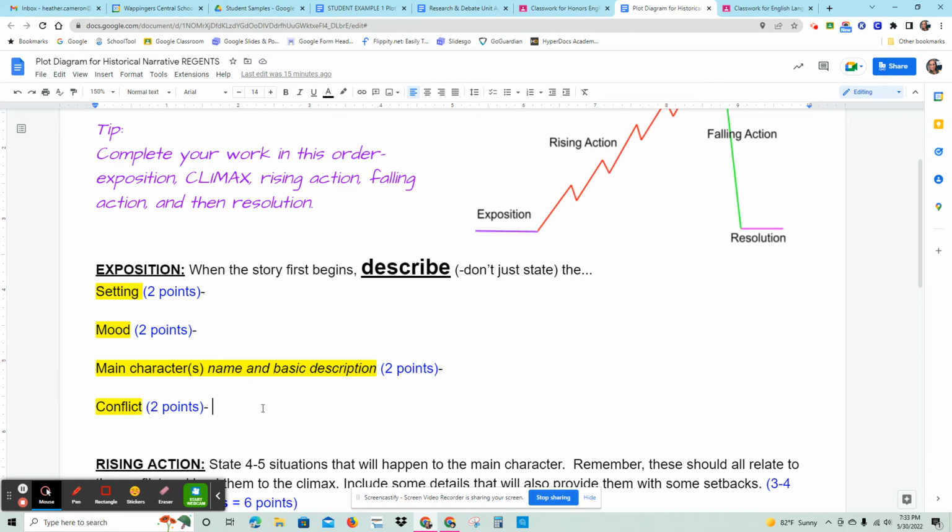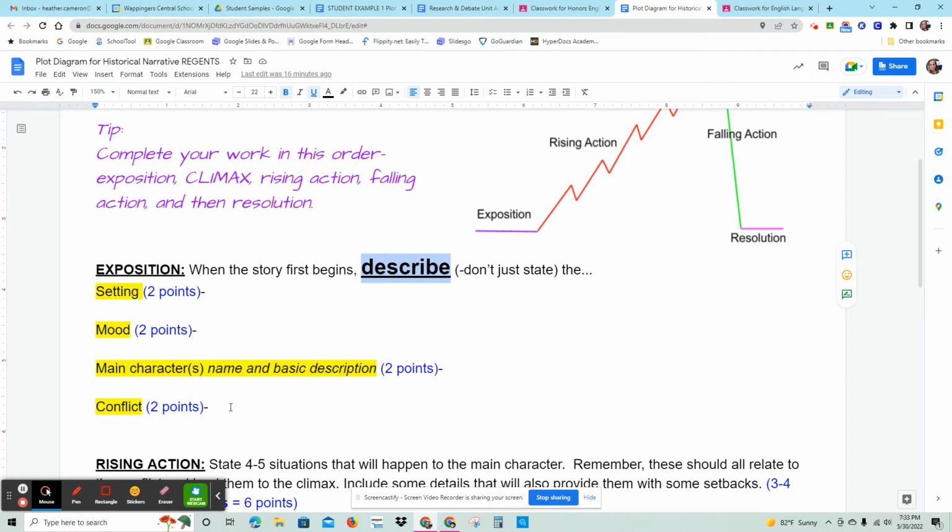The next one is conflict. Do you remember what a conflict is? A synonym for the word conflict is problem. What is the major problem that your main character has in the very beginning of the story that the entire story is going to be about? So again, don't just state it. In order to get full credit, describe the conflict, that main conflict.